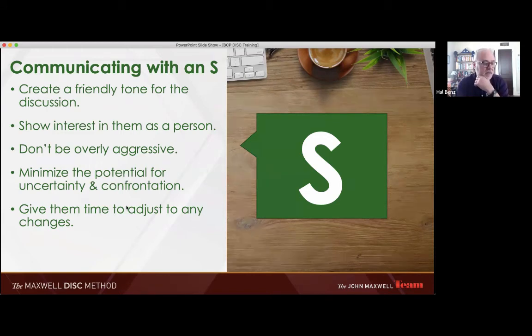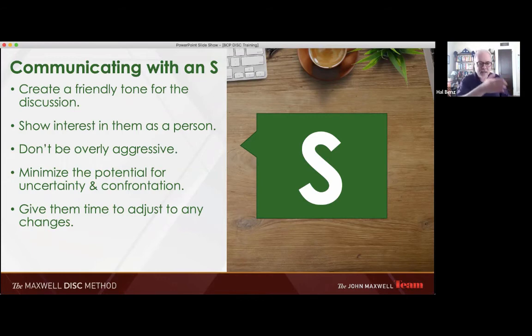Don't be overly aggressive. Minimize the potential for uncertainty. Have systems in place. And here's what the high S's are going to need. Every single communication is going to need to be built around: here's what happens next. Here's what I'm going to do next. I'm going to call you on Thursday. We're going to do this, this, and this. And then on Thursday, you call up and say, hey, as I said, I was going to call today. We're going to do this, this, and this. And then when that conversation ends, what happens next?